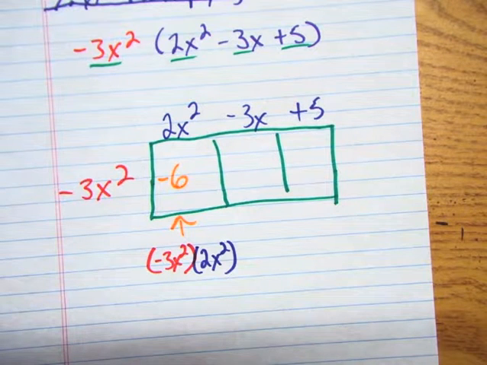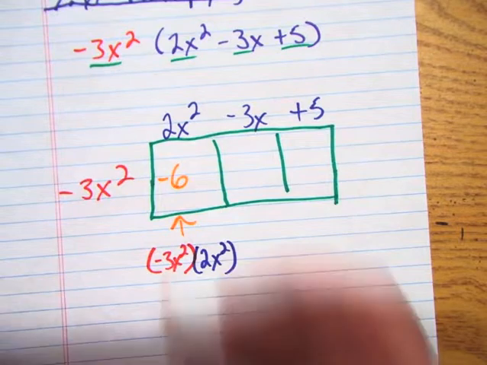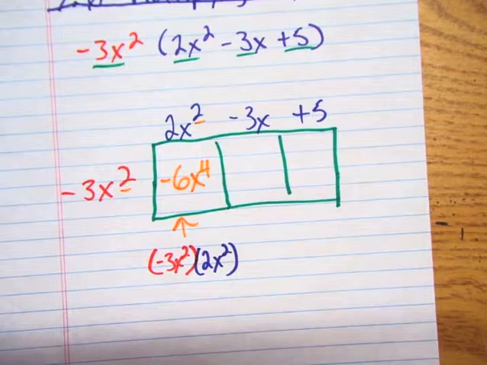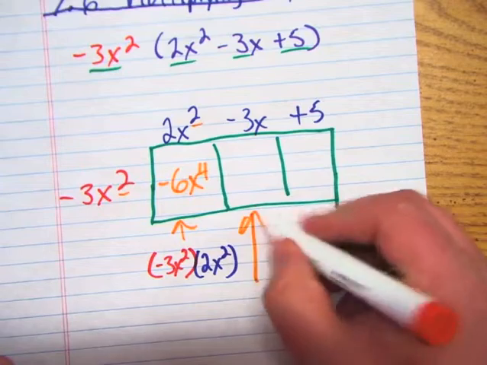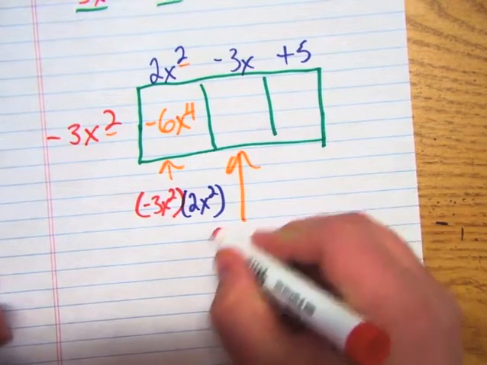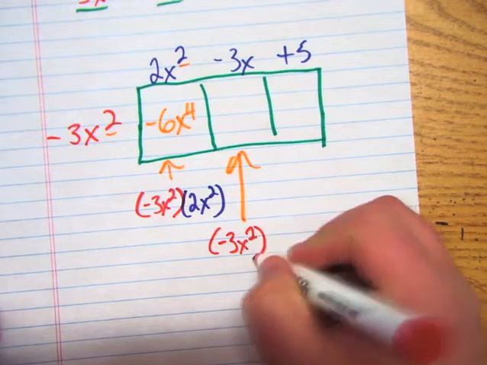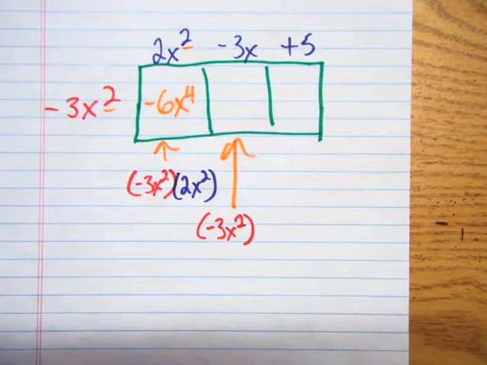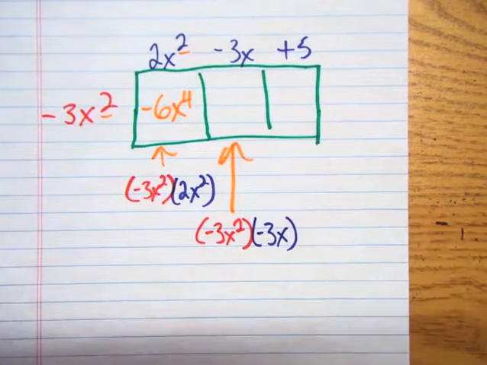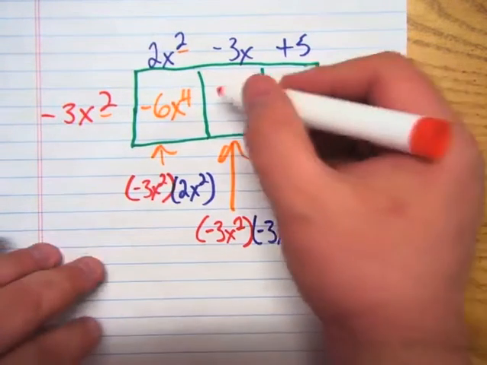X to the third. X to the fourth. How do I get 4? Oh, 2 and 2. Yeah, we're going to add the exponents. So that becomes x to the fourth, right? See what I'm doing? So now for the next one, we'll draw this down a little further. I'm still going to multiply negative 3x squared, and then I'm going to multiply that by what? Negative 3x. So we do the numbers first. What's negative 3 times negative 3? Positive 9.